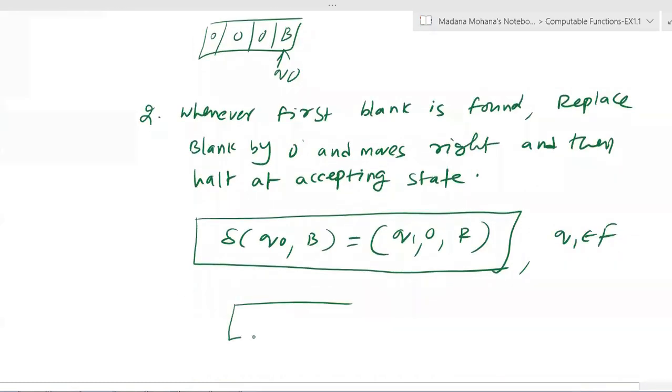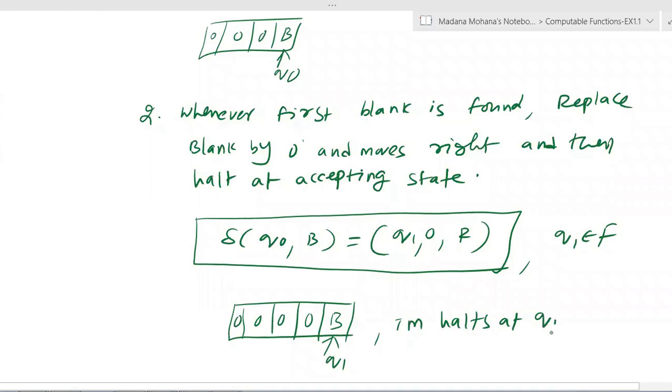Now the configuration will be like this. So now 0, 0, 0. Now blank is replaced with 0. Then it moves right with Q1 state. Then after 0, what will it contain? Again blank only. So here the Turing machine halts at Q1 state, which is called the accepting state.